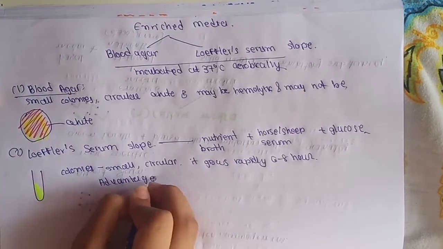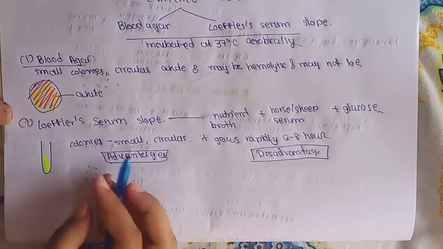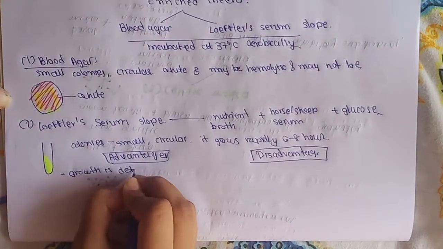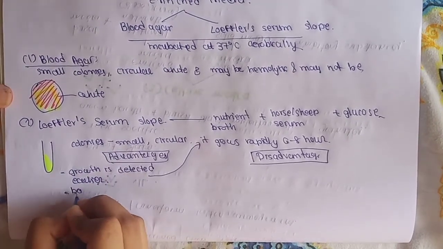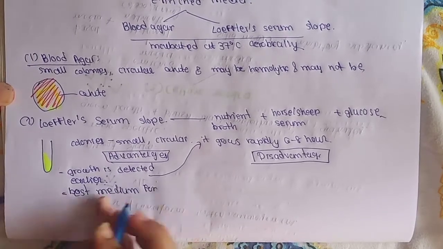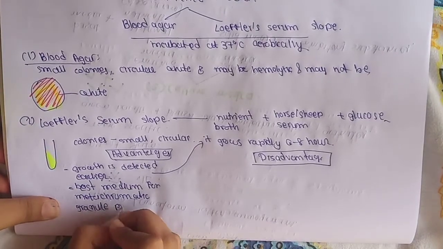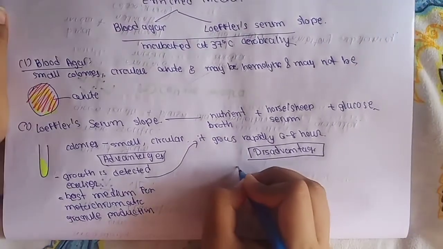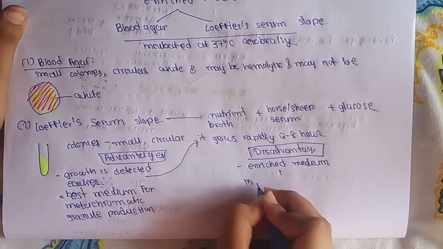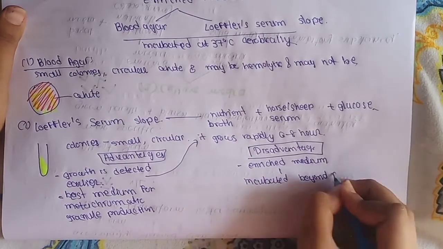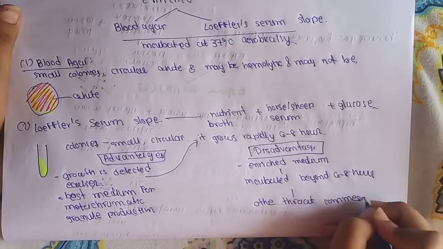Now let's have a look at the advantages and disadvantages of this. The advantage is that the growth is detected earlier, as we know the result is given in 6 to 8 hours. And the second is it is the best medium for metachromatic granule production. Now let's have a look at the disadvantages. As it is an enriched medium, it doesn't inhibit any other organisms, and if it is incubated beyond 6 to 8 hours, it supports the growth of throat commensals.